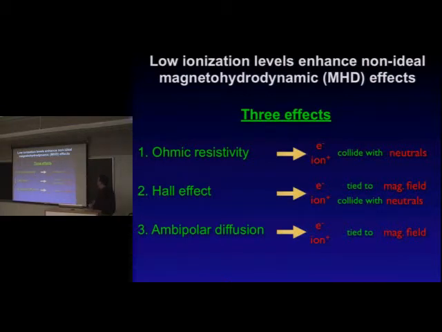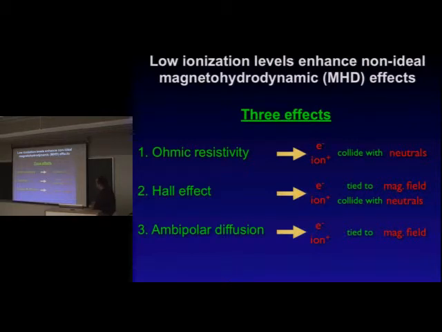And you can sort of think of it in this way. In the ohmic resistivity regime, which happens at larger densities, the electrons and ions, whatever those ions may be, whether they be just hydrogen molecules, or protons, or some sort of ionized species, collide with the neutrals so frequently that they aren't very well coupled to the gas. The gas just slips through the magnetic field, and it acts like a diffusive process.